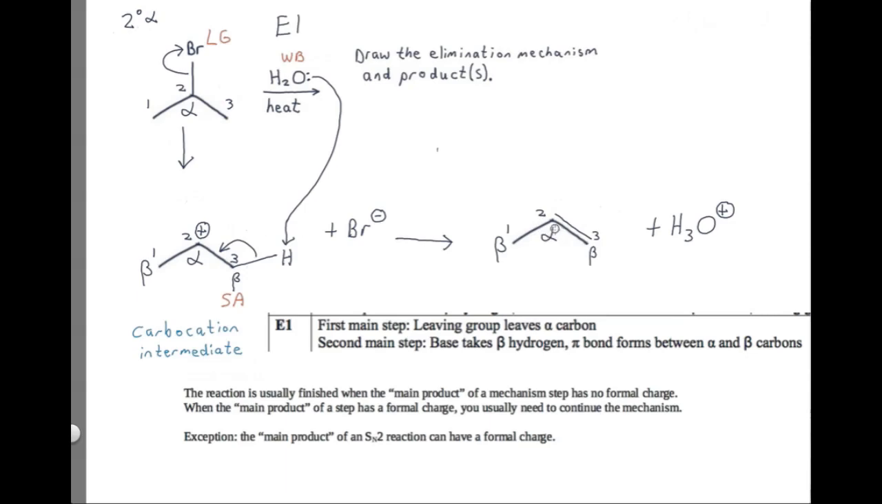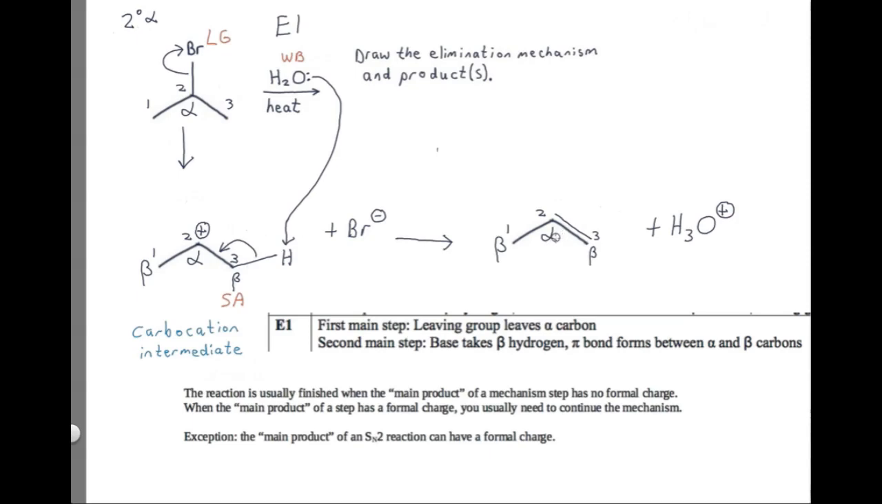Is this the final product, or do we need another step? Well, we can guess that maybe we're done because we've completed the two main steps that we expect from an E1 mechanism. And we can confirm that we're probably done by using this rule. The reaction is usually finished when the main product has no formal charge. Well, this is what I would consider the main product of this reaction, and you can see that it has no formal charge. So that's a strong clue that we're finished with this mechanism.